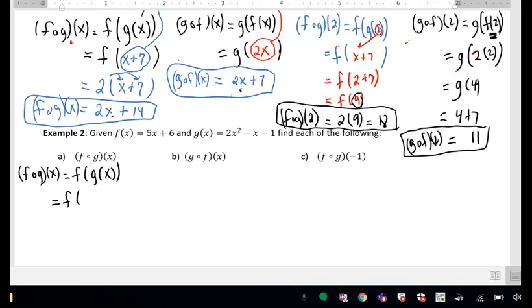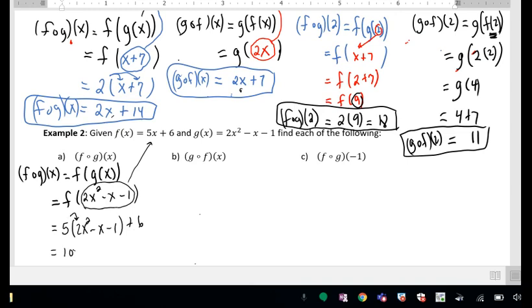Okay, so g of x here is 2x squared minus x minus 1. And so we're going to take everything in the function, everything in the parentheses, and we're going to plug it in for the x. So we're going to have 5 times 2x squared minus x minus 1 plus 6. Then we can simplify.